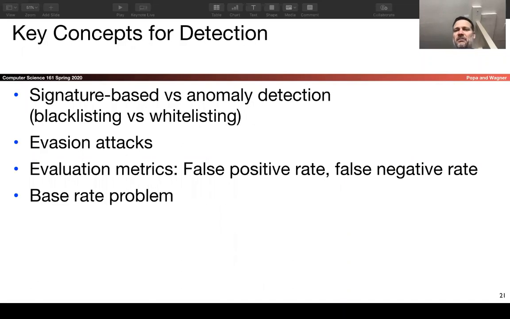All right, so main takeaways for detection. I wanted you to see the difference between signature-based versus anomaly detection, detecting known bad stuff versus trying to characterize known good. I wanted you to see the challenges of evasion. I wanted you to see how to evaluate detection, and I definitely want you to know about the base rate problem. The base rate problem is a major challenge. I bet you that'll be on either your next midterm or on your final exam.